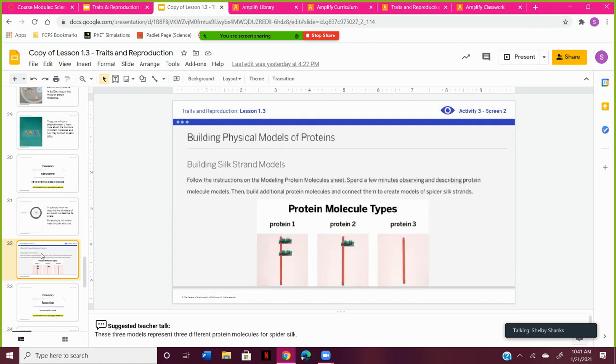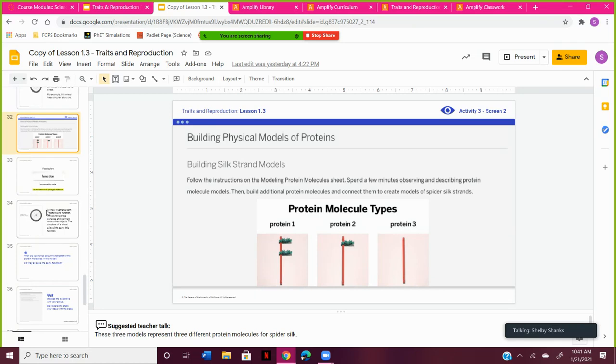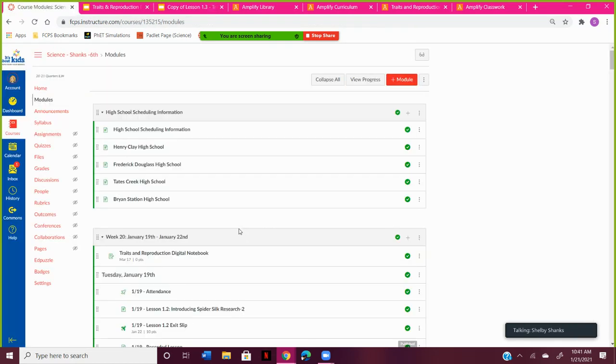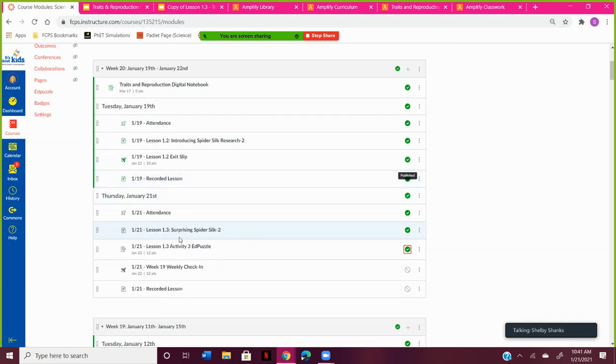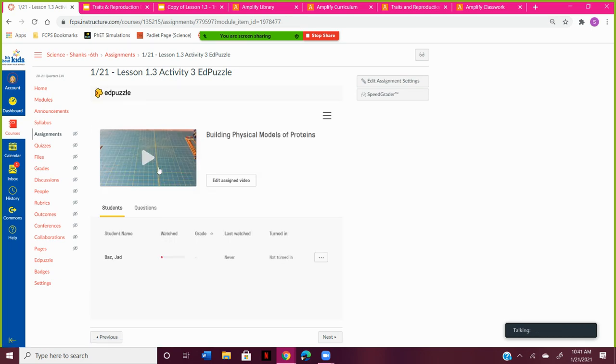And so we're actually going to go into Canvas. And what I want you to do is go into the Edpuzzle. So you should see the attendance. You should see lesson 1.3, surprising spider silk. And then you should see lesson 1.3, activity 3, Edpuzzle. So what you're going to do is you're going to go ahead and click on that. This is kind of on your own. So what I want you to do is to do this right now. I think there's 4 questions maybe in there.